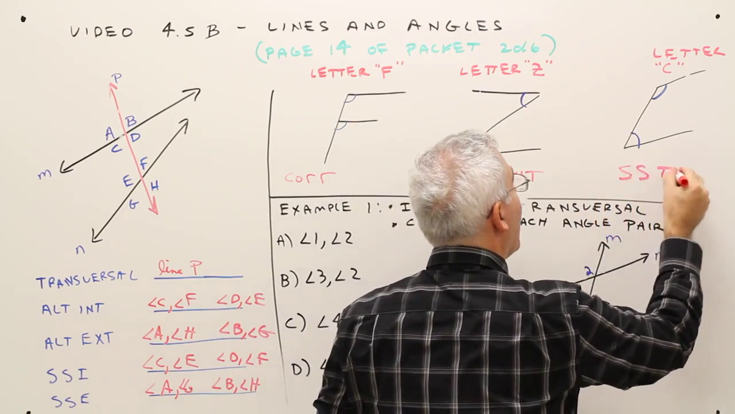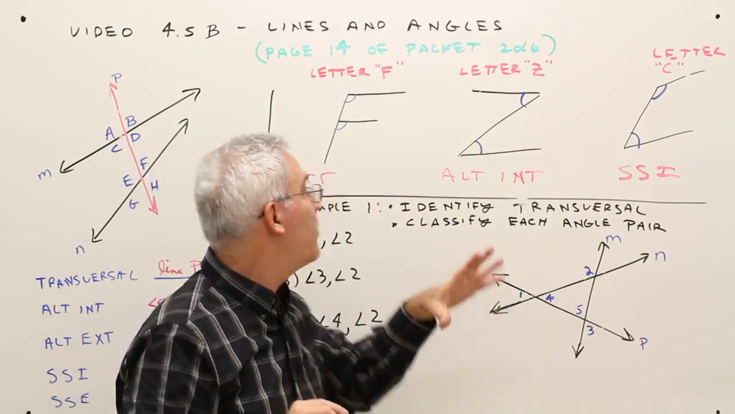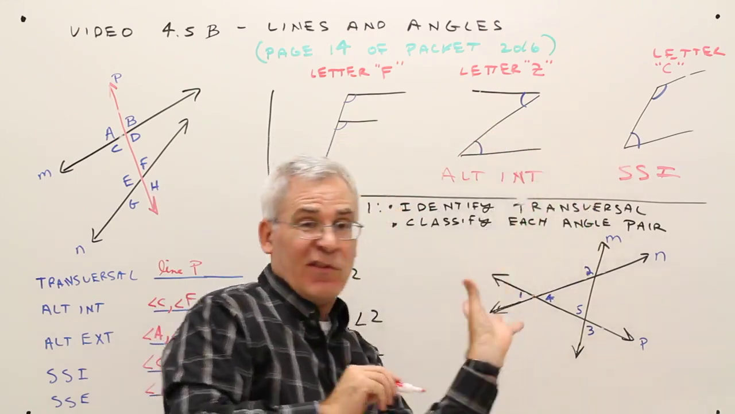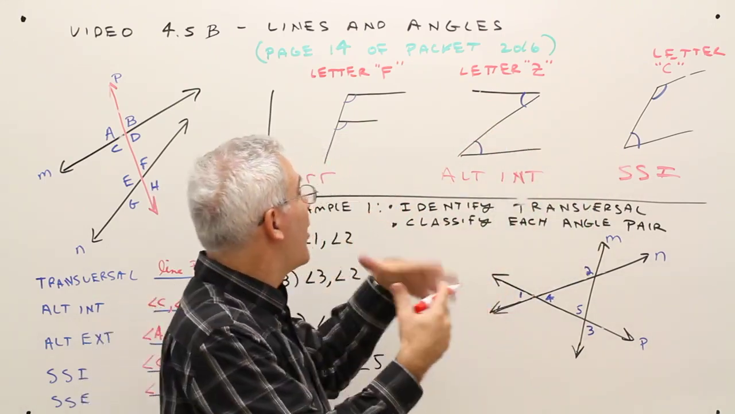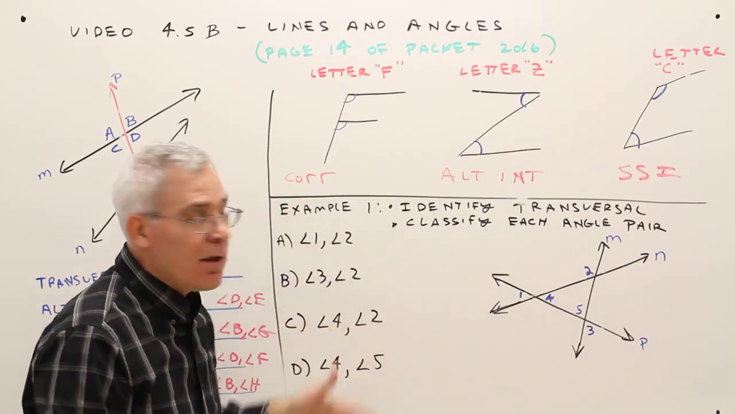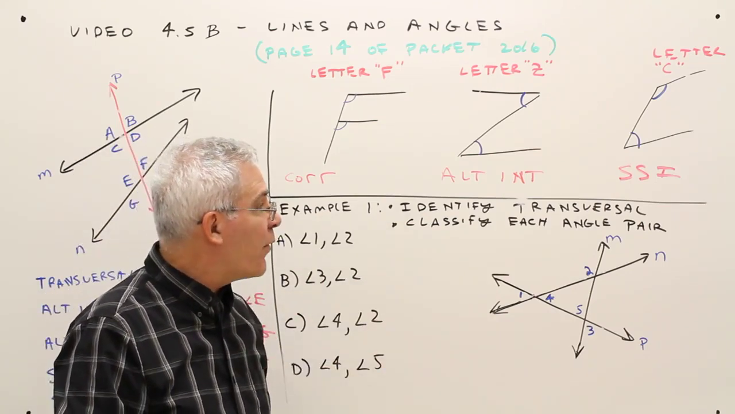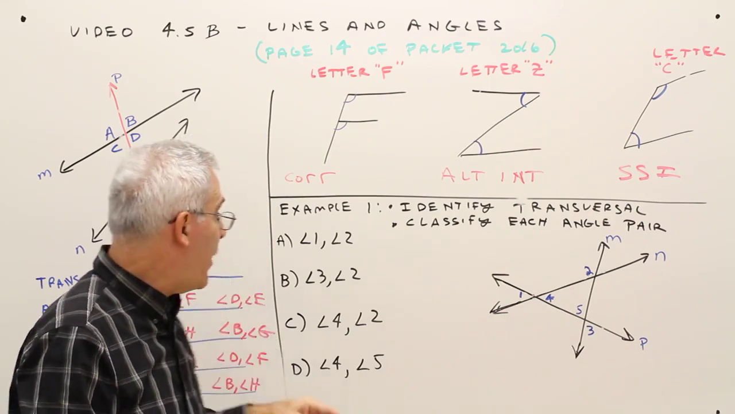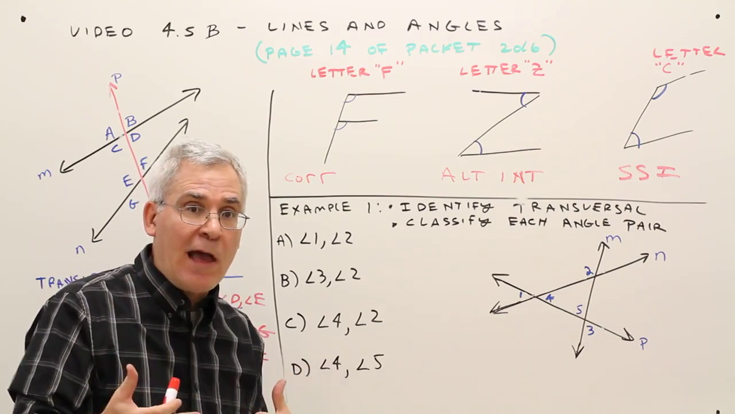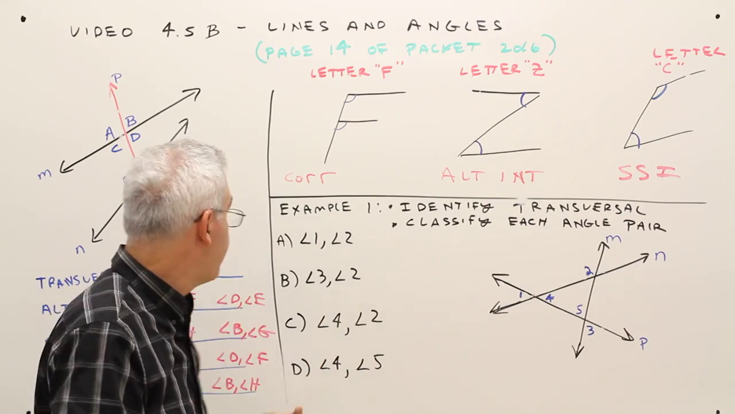So same side interior. One thing to point out, the orientation of these letters could be different. So this F could be pointing upwards, the Z could look more like an N, this C could look more like a U, etc. So just look for those in some kind of relative position like that. Okay, so here's example one. Two things to do. Identify the transversal and then classify each angle pair for these pairs of angles that are provided. Okay, so you should try to work this out. You can pause the video, write it down, and then resume the video and see if you got it right.